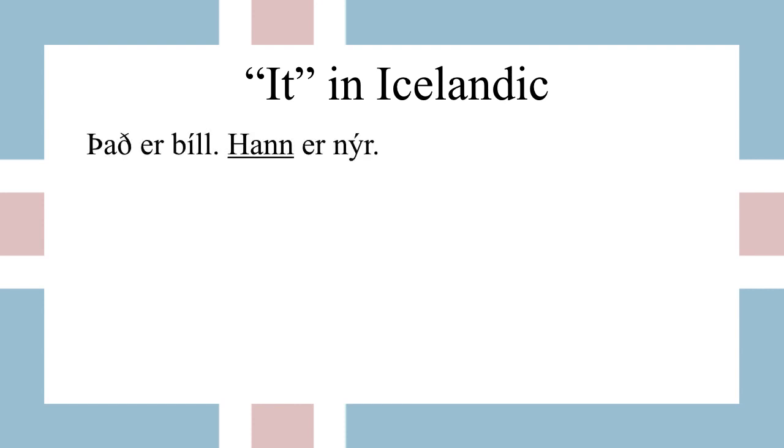So take a look at this sentence. Það er bíll. Hann er nýr. So here we have the masculine pronoun, hann er nýr. So this sentence would mean, that is a car, he is new. But the more correct translation would be, that is a car, it is new, because bíll is a masculine noun. So now that we're talking about the car, we're going to use the masculine pronoun to talk about it. So we're going to use hann. He is new, because cars are he in Icelandic.